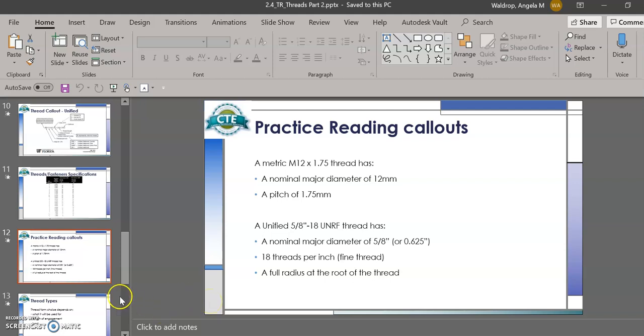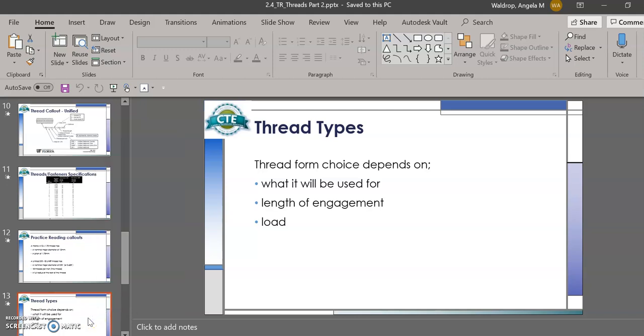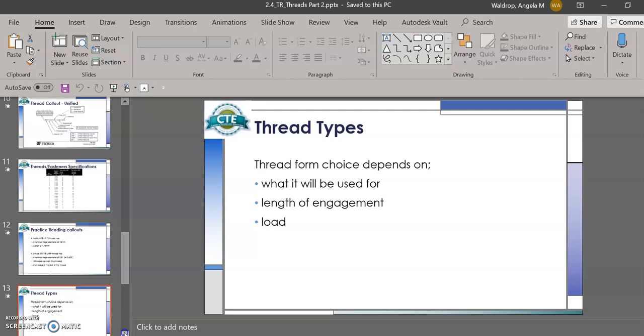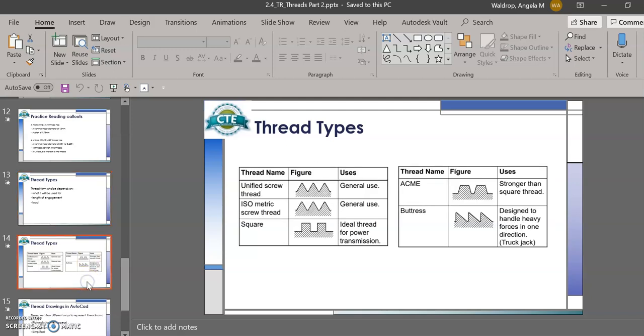Okay? Slides number 13 and 14, they're going to talk about the types of threads that are and where they should be used. I hope that you have used this information in these 2 slides for your essays that you've already written. Okay? This slide and this slide here.